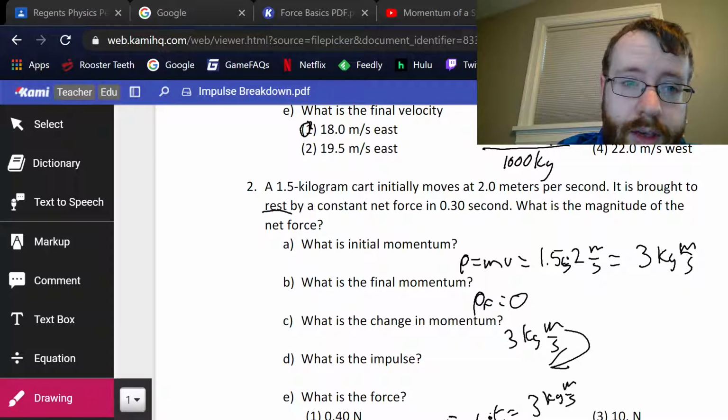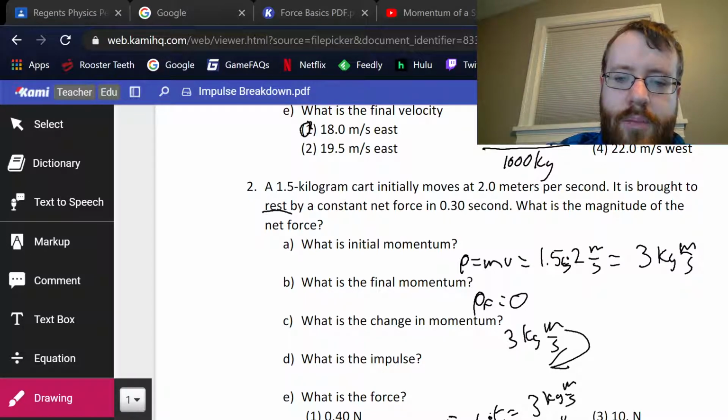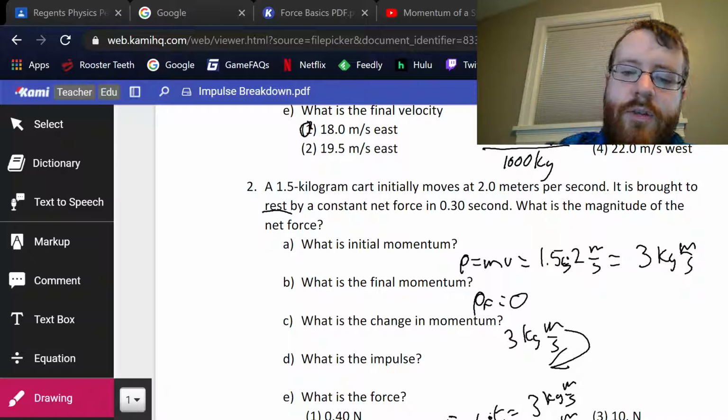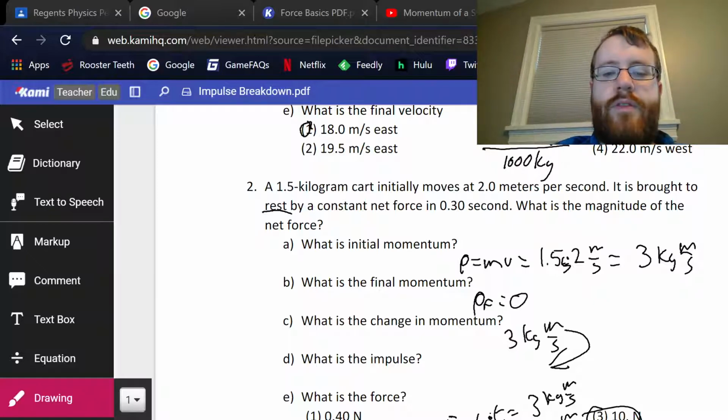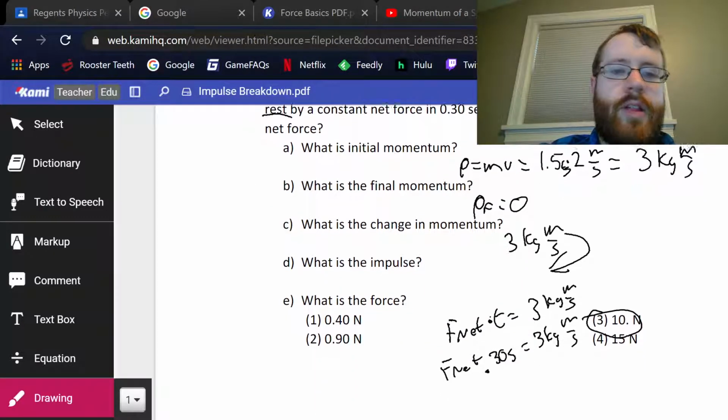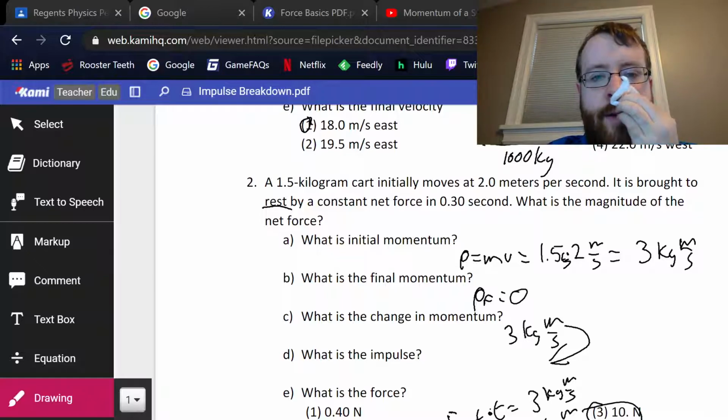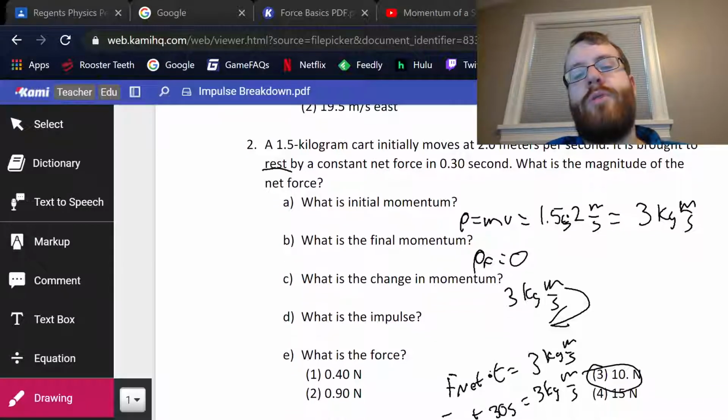Our force is what we're looking for. Our time is 0.3 seconds. It's equal to 3 kilogram meters per second, and the net force. And so we just need to divide both sides, and if we do that, I do believe we get 10 as a final answer. So that's how these momentum questions work. It's kind of a little bit of some moving pieces, but a lot of the pieces just end up being equivalent to each other, so we don't have to worry about it.